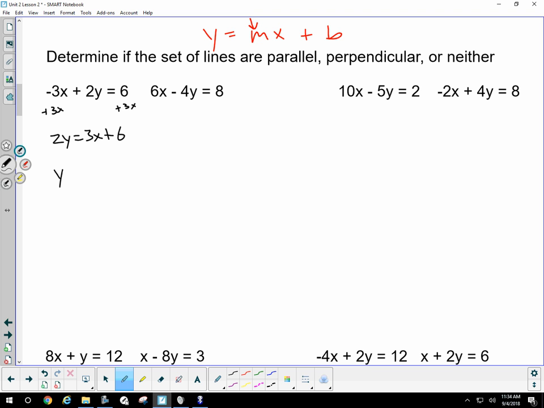You can divide by 2. I like to think about distributing a 1/2. 3 times 1/2 is 3/2. 6 times 1/2 is 3. So this has a slope of 3/2.